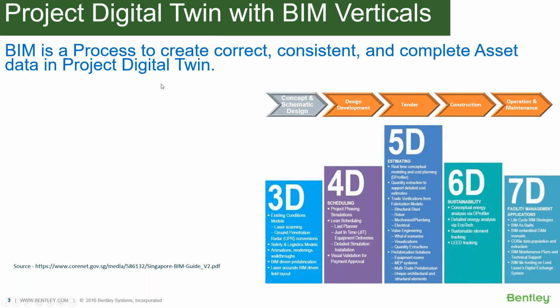And we know that BIM is a process to create correct, consistent, and complete asset data in this project digital twin. So here, in the right bottom corner, what you see are the different dimensions, which are 3D, 4D, 5D, 6D, and 7D for facility management. These are the different dimensions which are part of different life cycle stages of the plant, which starts from concept and ends with operation and maintenance.